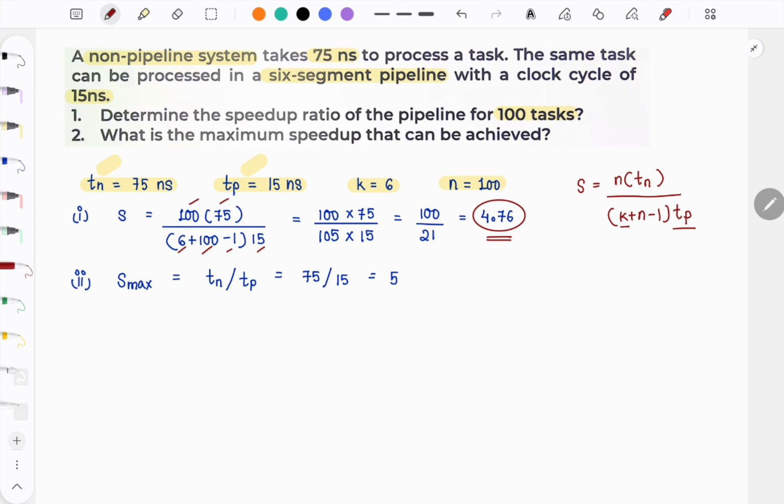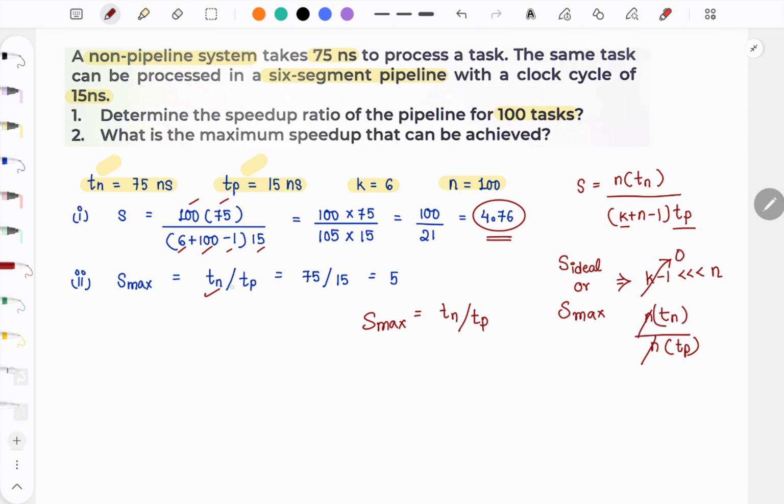Now what is the maximum speed up which can be achieved? We have discussed the ideal speed up ratio, or the maximum speed up ratio. Here we will consider k minus 1 is very much less than n, so this can be neglected as 0. We'll put k minus 1 as 0. We'll get n times Tn divided by n times Tp. N gets cancelled out. We are left with S maximum equals Tn by Tp, where we'll put the data: 75 is Tn and 15 is Tp. We'll get the final answer as 5.